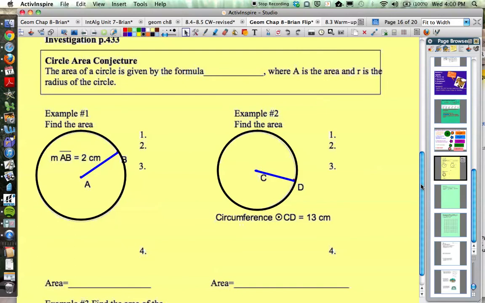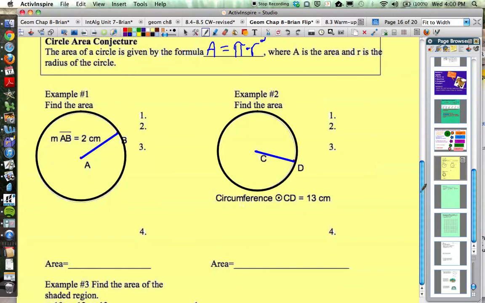All right, let's actually do some problems now. The circle area conjecture, therefore, is the area of a circle is given by the formula area is equal to pi times radius squared, pi r squared, where A is the area and r is the radius of a circle. All right, so example 1, find the area. Now notice the radius is given as 2 centimeters.